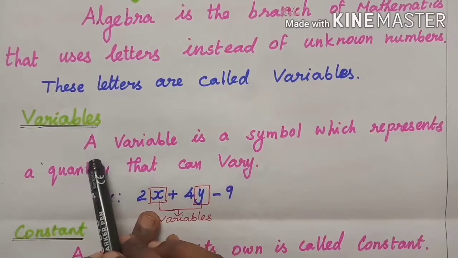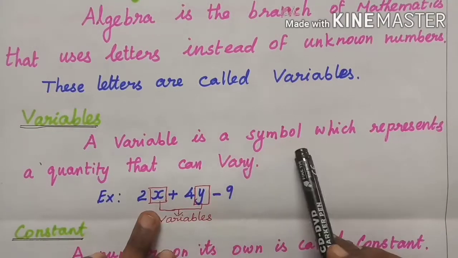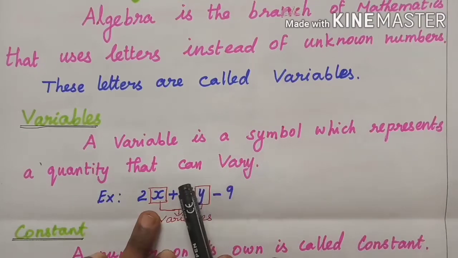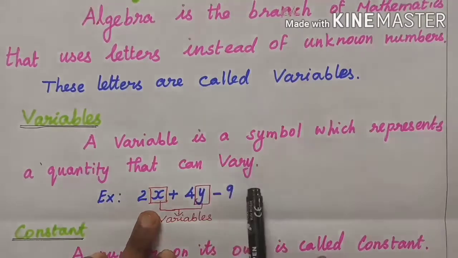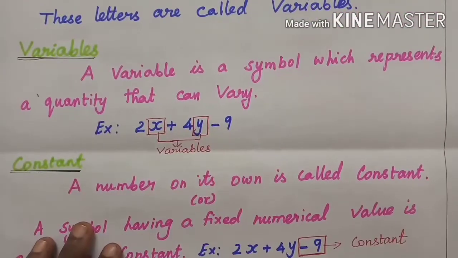Again, I'll repeat the definition of variable. A variable is a symbol which represents a quantity that can vary. Yes, right. Next, I'll go with constant.